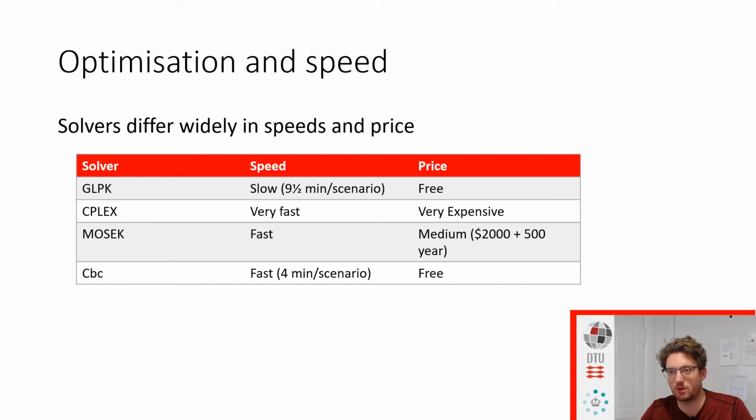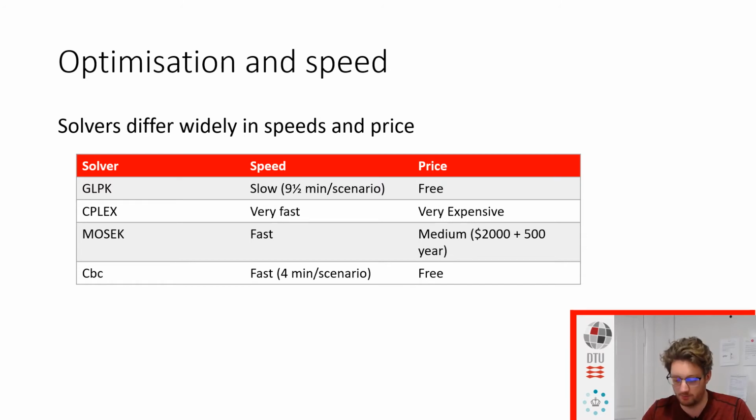I just want to touch quickly on optimization and speed. To do optimization, we need an optimization solver. These solvers can be free and open source, but they can also be industrial strength solvers, so to speak, that are bought on license. They differ quite a lot in how quick they can be, how well they can utilize your CPU or GPU, and therefore also how fast we can do our optimizations.